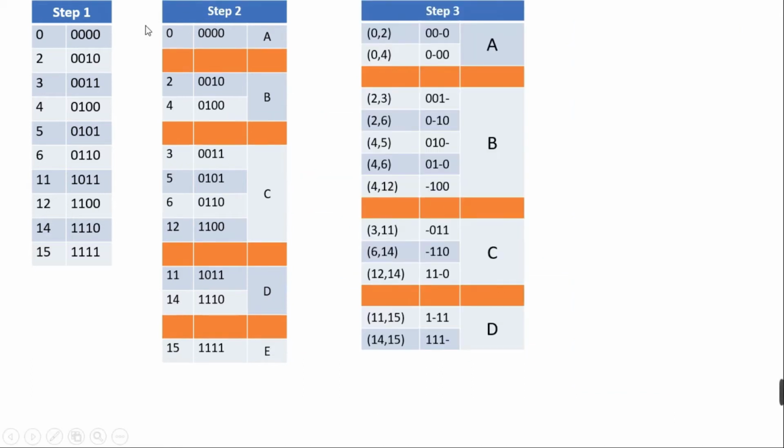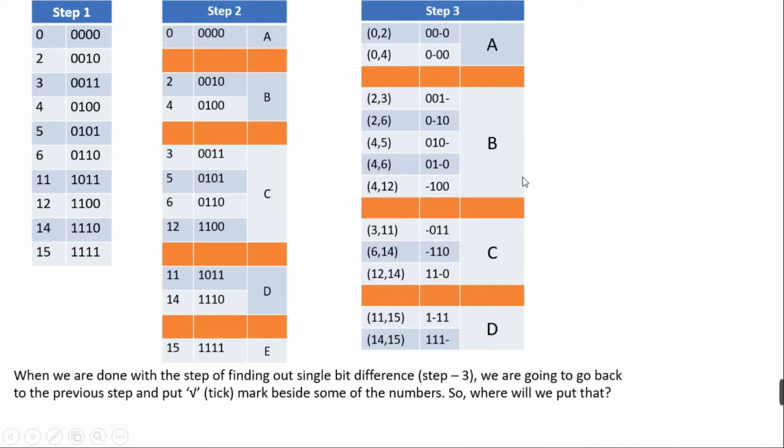Okay, so there's our step 1, step 2, and step 3. Now since we're done with finding out the single bit differences in step 3, we're going to put some tick marks beside some of the numbers of step 2. Whenever we are done with finding out single bit differences, we go back to the previous step and put some tick marks. So let's see how we can do that.